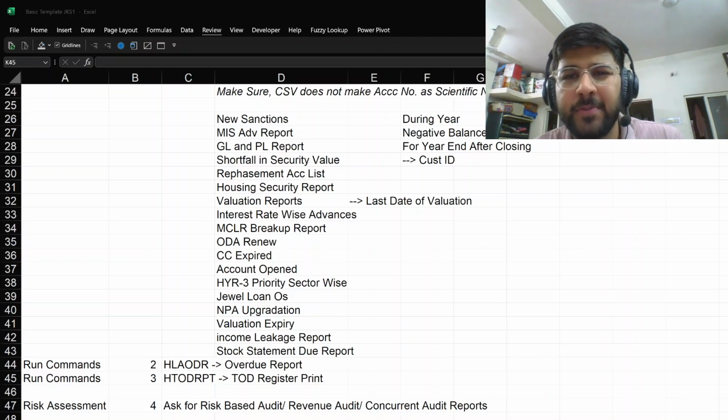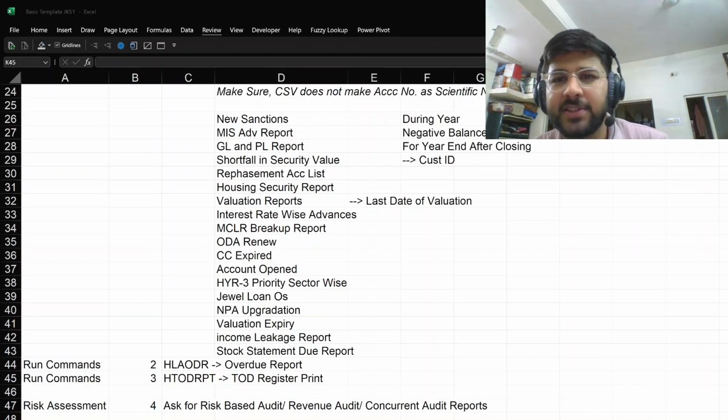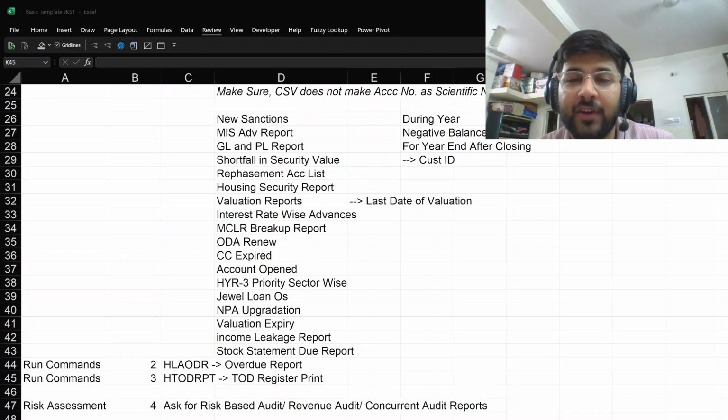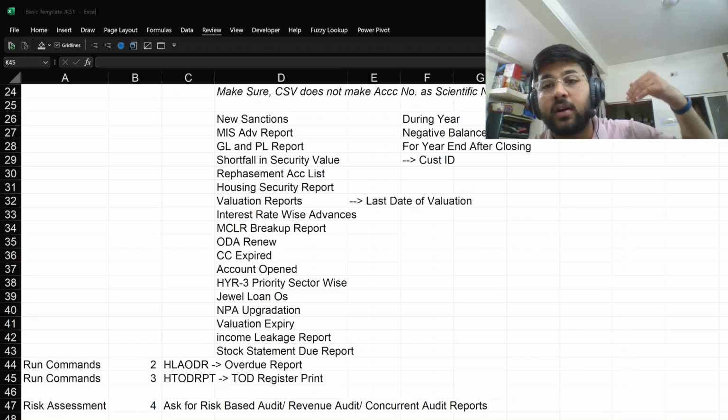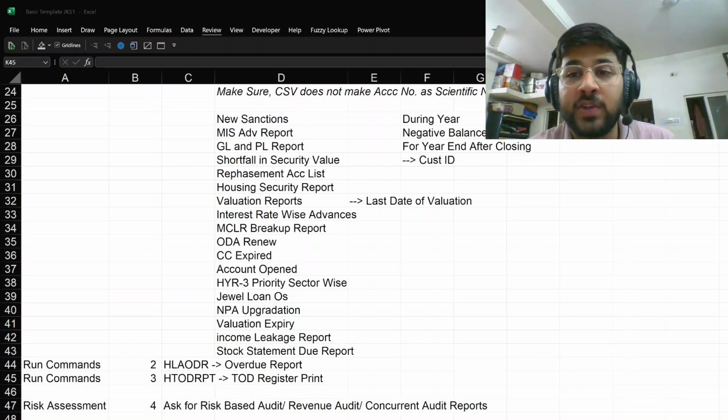This helps you to get the customer ID of the accounts, but it also helps you to get the shortfall in the security value. That's the purpose, but there is also secondary information in all of these reports. Then you would get the rephasement account list to identify whether any account has been rephased explicitly, instead of the whole scheme being rephased due to a change in the underlying base rate, MCLR, RLLR, EBCLR or whatever.